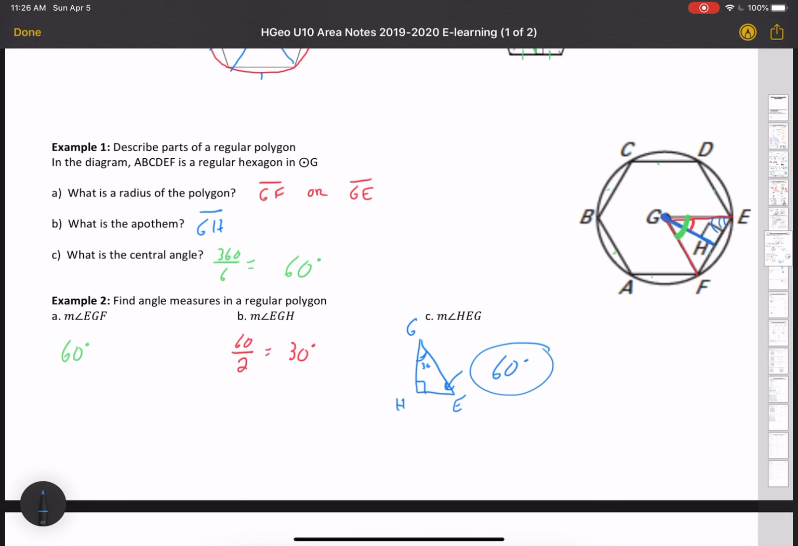Okay, so that's going to wrap up this first video. I just wanted to go through the vocab. Next video we will start finding the area of these polygons. We'll figure out what that formula is.